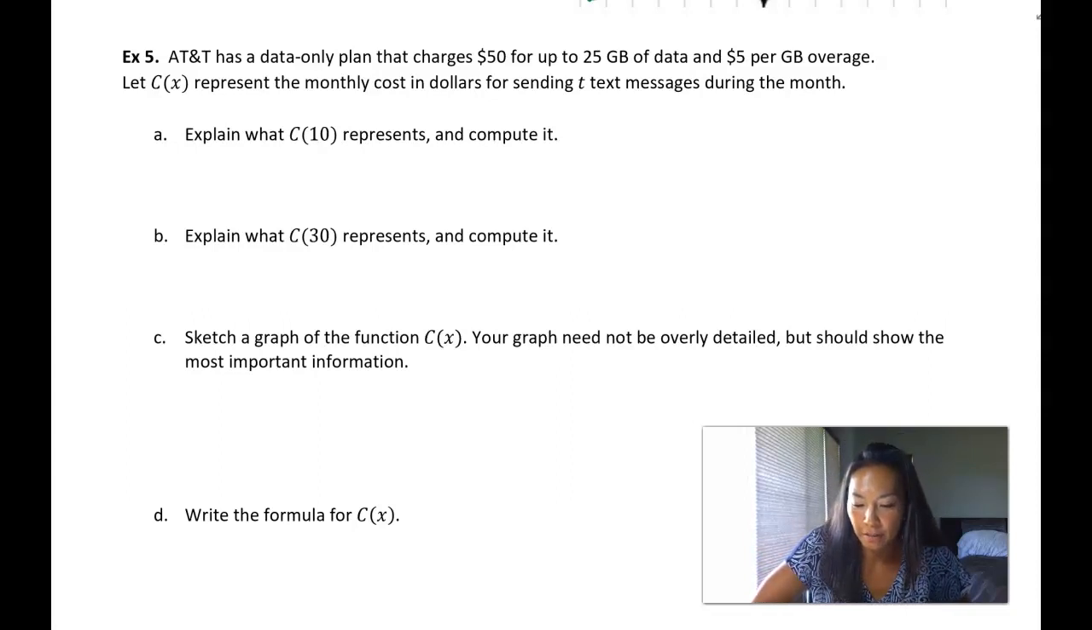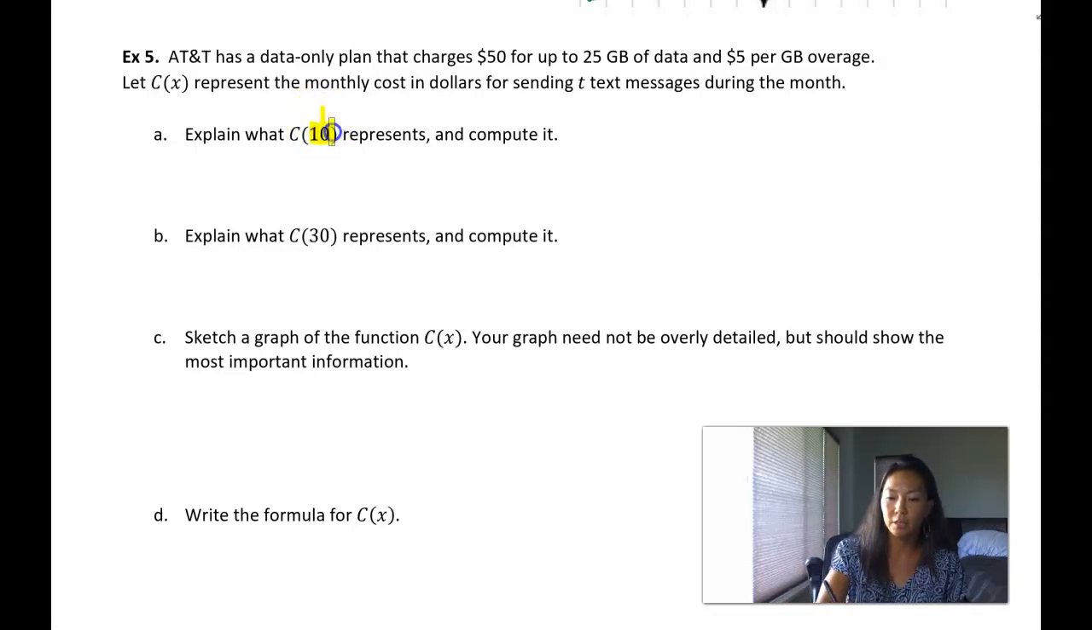But that's kind of what this one is. C of 10. Let's go ahead and try to understand the real life situation. And keep in mind that this is going to be a piecewise function. Okay. So what would C of 10 represent? Okay, so 10 means how many gigabytes have we used? Remember, this 10 is going to be the number of gigabytes. That's my input. So the cost to use 10 gigabytes of data.